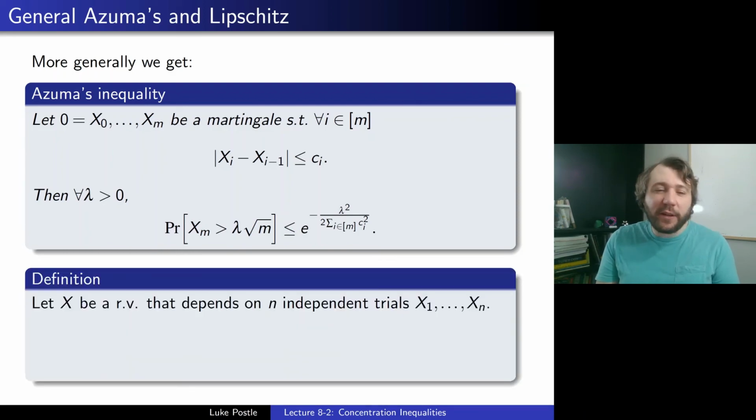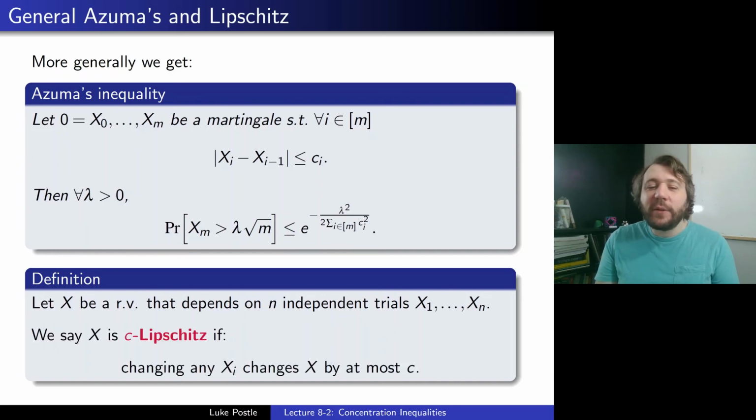For our last thing, let's go back from martingales to functions. Let X be a random variable that depends on n independent trials, X_1 up to X_n. We say X is c-Lipschitz if changing any X_i changes X by at most c. So what is this saying? Don't think of a martingale, think just of a random variable depending on some independent trials. You could think coin flips or not.